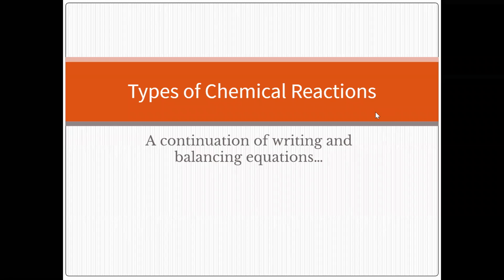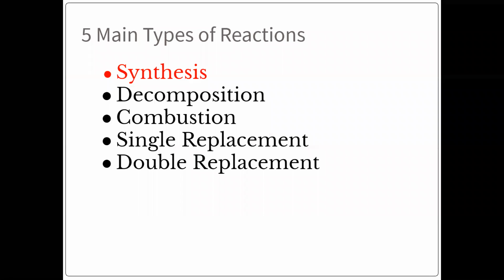Hi everyone, welcome back. We talked about how to write and balance chemical equations last time. So this time we're going to talk about different types of chemical reactions. We're going to learn to classify different chemical equations as we see them. There are 5 types of reactions that I'm going to talk about with you: synthesis, decomposition, combustion, single replacement, and double replacement.